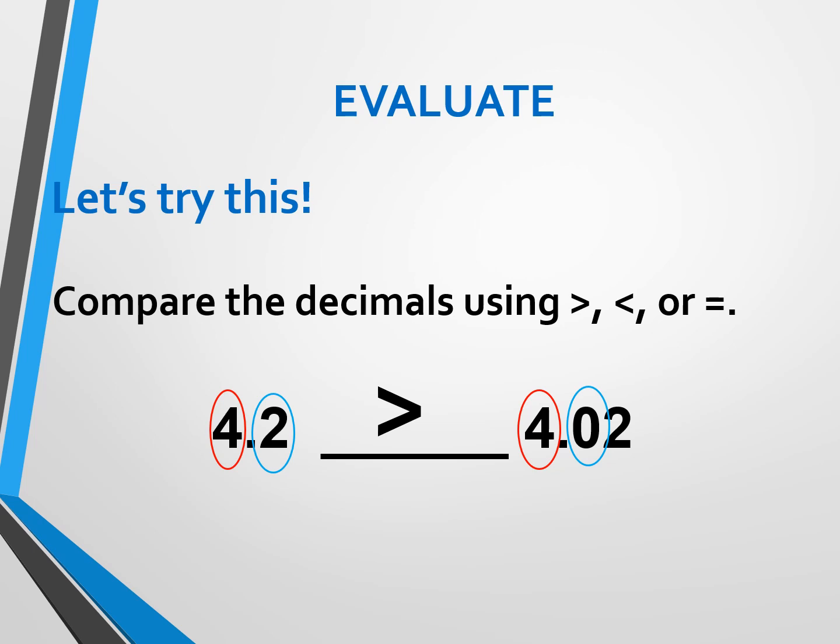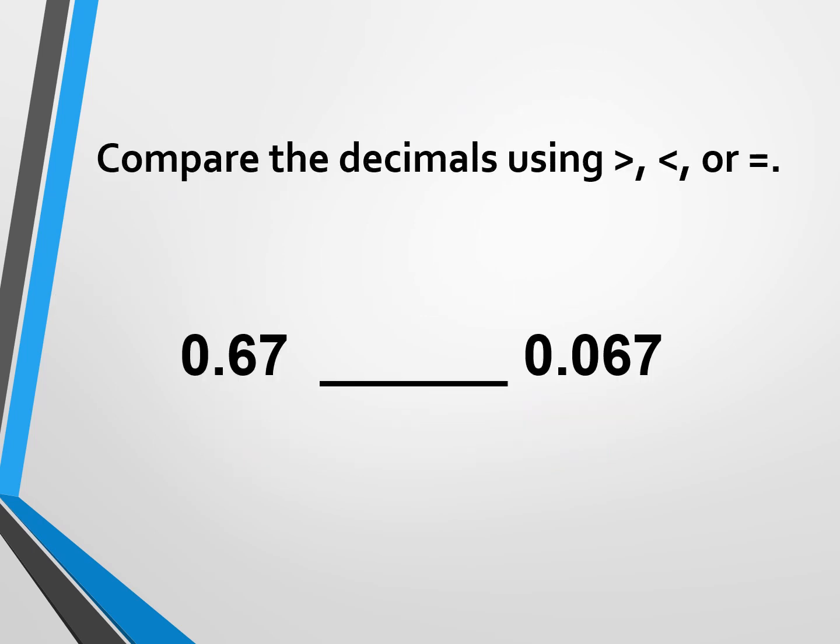Correct. Next example, we have 67 hundredths and 67 thousandths. So start from 0, 0, 6, and 0. So we can already compare. 6 is higher than 0. So meaning the answer is correct, greater than.